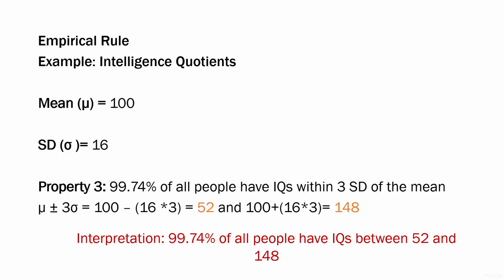Property 3 of the empirical rule states that approximately 99.7% of all people have IQs within 3 standard deviations to either side of the mean. So that is mu plus or minus 3 times the standard deviation. On the lower end, we'll have 100 minus 16 times 3, which is equal to 52. And 100 plus 16 times 3 is 148. The interpretation here is that approximately 99.7% of all people have IQs between 52 and 148.